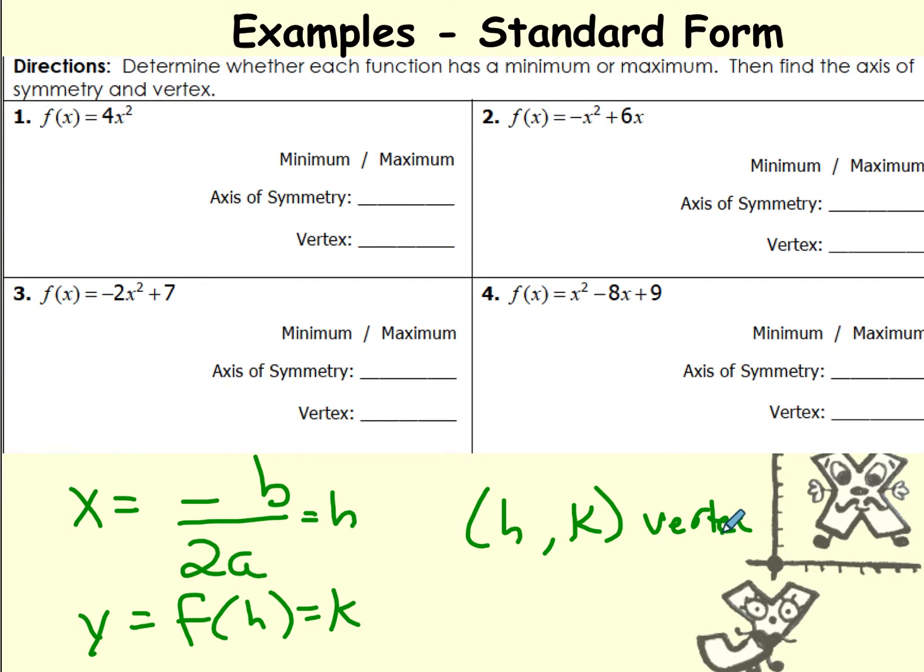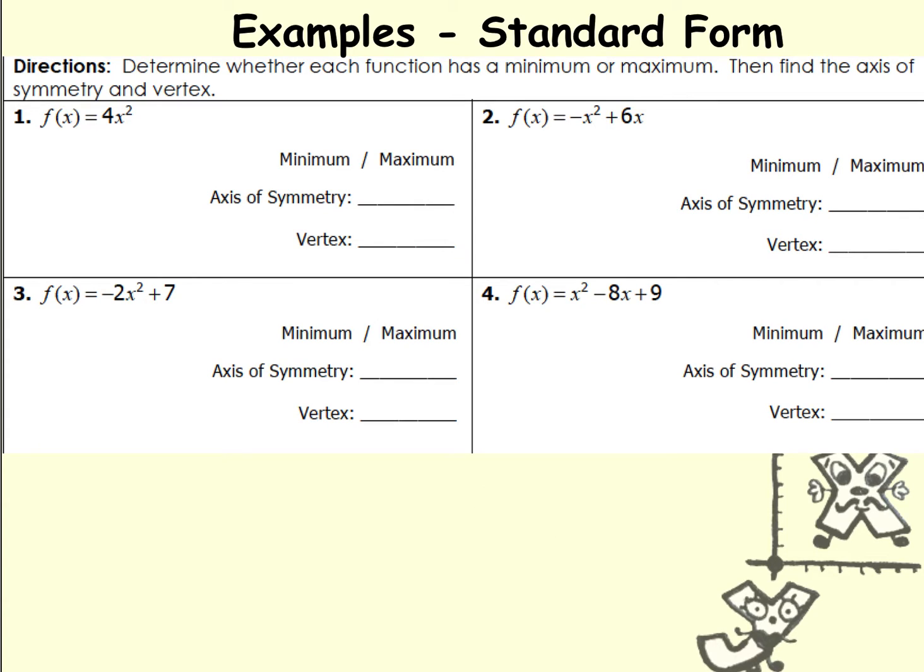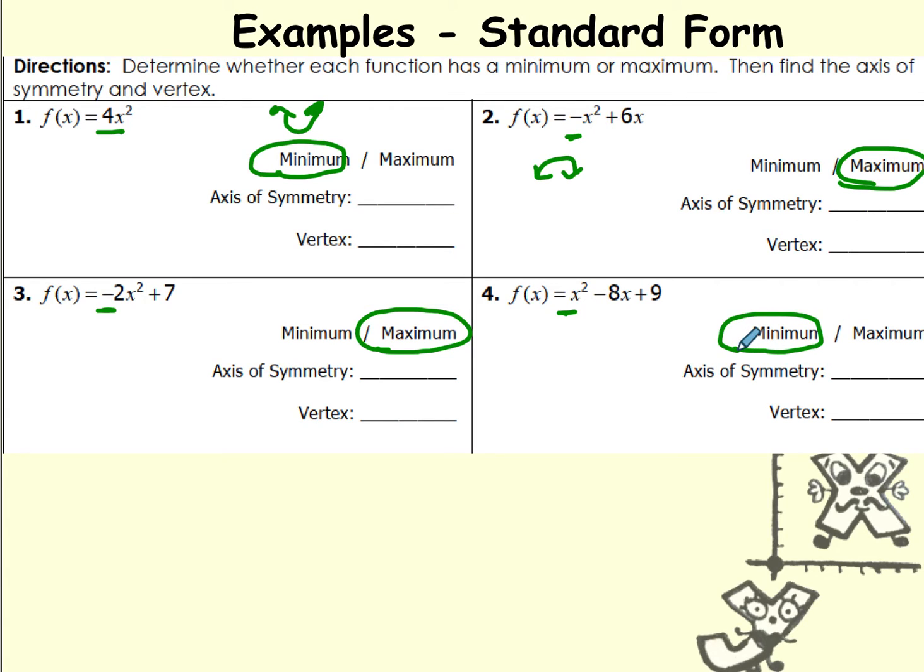Okay, so let's go ahead and use that. So first, is this going to have a minimum or a maximum? If a is positive, remember, it's going to be a happy parabola, which means it has a minimum. On number 2, if a is negative, it's going to be a sad parabola, which means it's going to have a maximum. Number 3, a is negative, maximum. And number 4, a is positive, which means it has a minimum. Okay, so I'm going to go ahead and do the work down here for number 1.